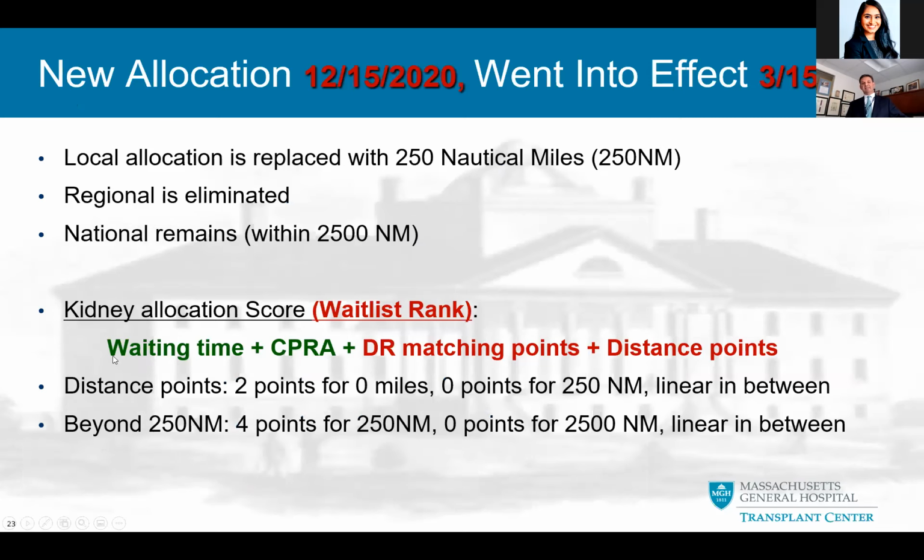And this is the kidney allocation score, so how do patients rank on the waiting list? So again, waiting time drives the majority of it. CPRA points, as I showed you earlier, this is not a good way to get points, but it's one way to get points. DR matching, so this is specific to the donor, and then the distance points, as we described, are all added together, and that's how the order of patients goes on the waiting list.